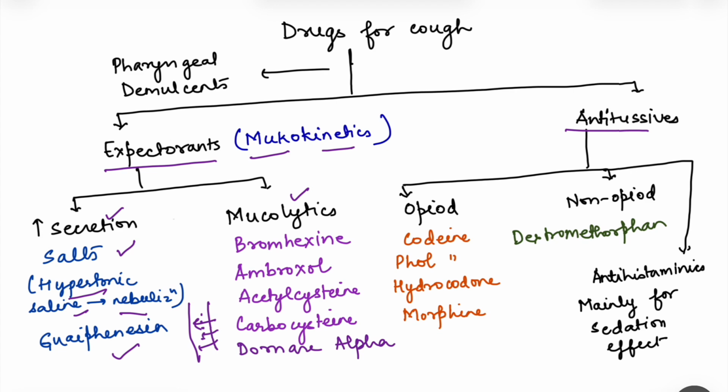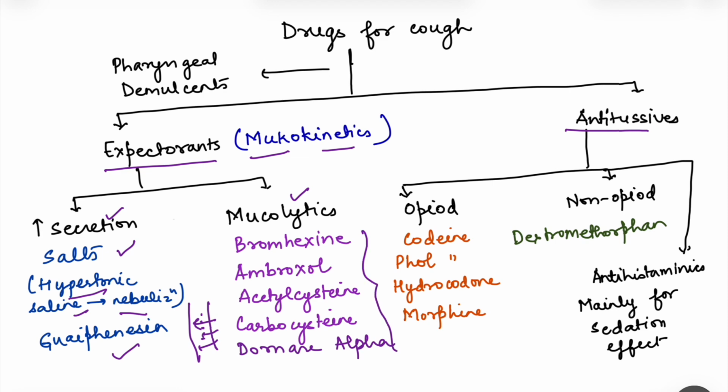Then we have mucolytics. Mucolytics will basically break down the mucus, and these mucolytics include bromhexine, Ambroxol, acetylcysteine, carbocysteine, and dornase alpha. So let us see the mechanism of action of these mucolytics.